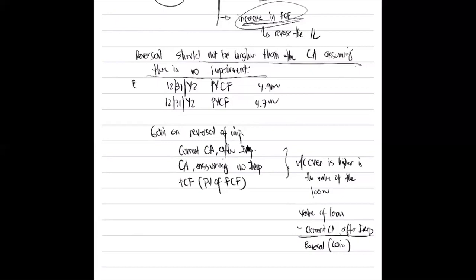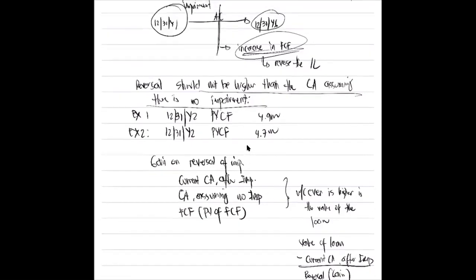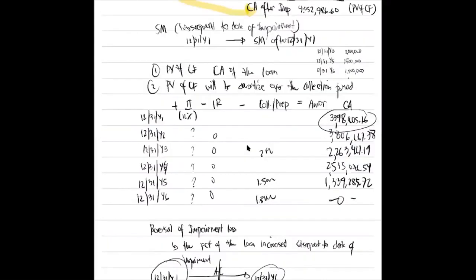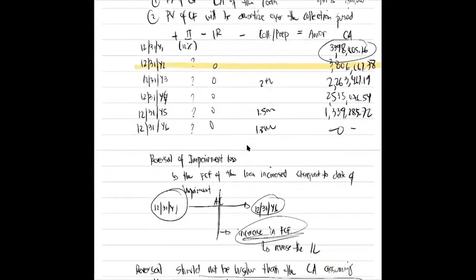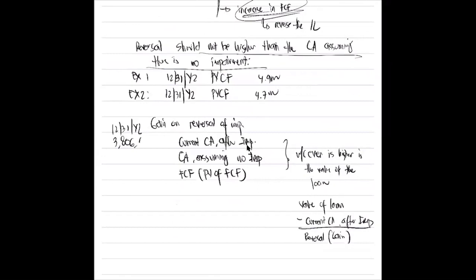So gamitin natin dito, example 1 and example 2. Computein natin yung current carrying amount. Ano yung date natin ngayon? December 31, year 2. Balik tayo dun sa ating solution kanina. Anong value natin ng December 31, year 2? Ito siya. So yan yung current carrying amount after impairment. 3806661.78. I'm sorry, ang pangit ng sulat ko. And then, we have your carrying amount assuming no impairment.